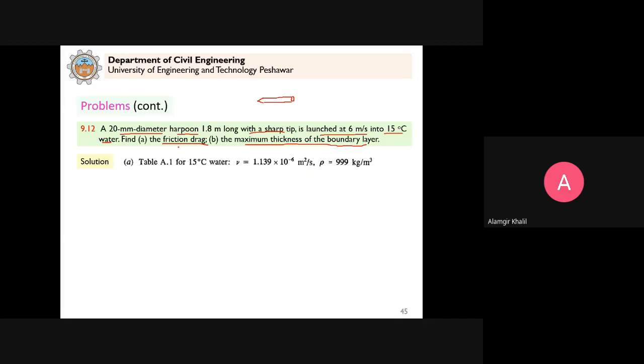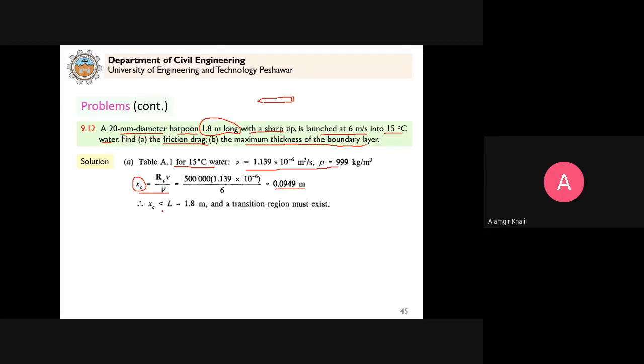Now in this case, from table A1 for water at 15 degrees C, you can read these values. Then at x equal to c, we check whether a transition occurs or not. Clear? So we calculate the critical distance xc. This distance is 0.0949, which is less than L. What is the length? That is 1.8 meter long. So it means that a transition regime exists. A transition region must exist, so R will be equal to this much, clear?